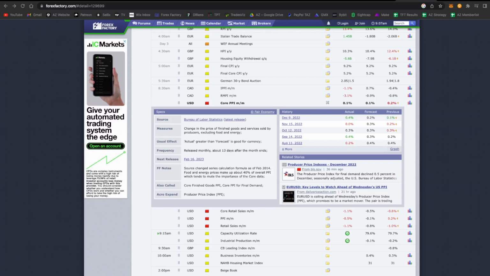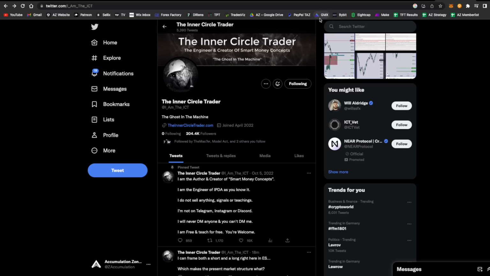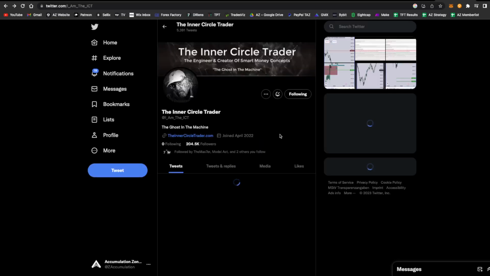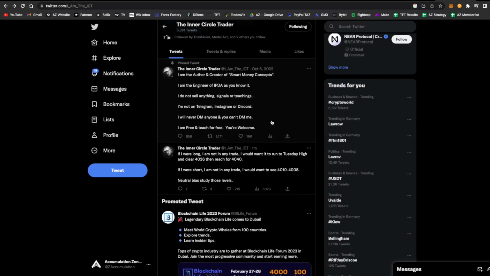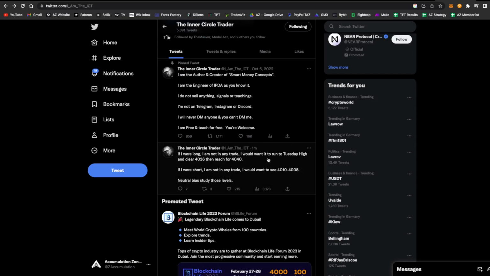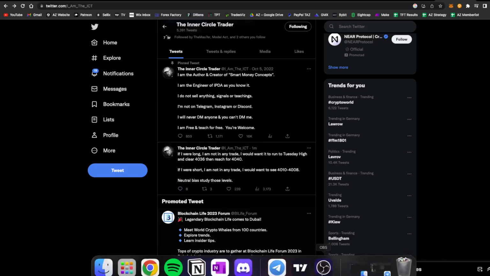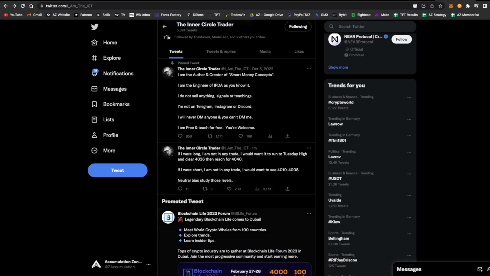All right, so let's have a look at ICT's Twitter, what he tweeted. If I were long, I am not in any trade, I would want it to run to Tuesday's high and clear 40.36 and then reach for 40.40. If I were short, I am not in any trade, I would want to see 40.10 or 40.08. Neutral buyers, study those levels. So we're quickly going to be drawing up those levels.